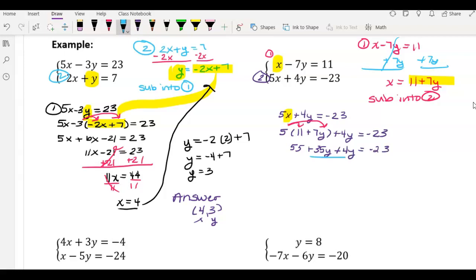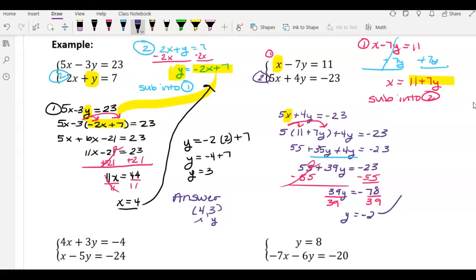We're going to combine like terms. We get 55 plus 39y equals negative 23. Our goal is to isolate that y, so I'm going to subtract 55 from both sides. Those cancel. I have 39y equals negative 78. Divide both sides by 39. And we get y equals negative 2.